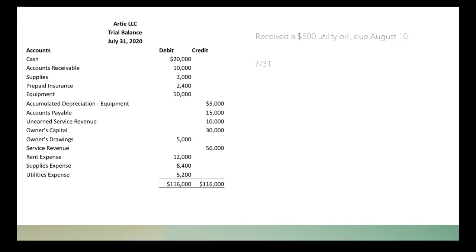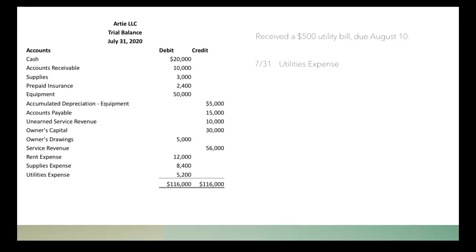Now, we received a $500 utility bill due August 10th. So what we need to do is we need to make sure that we are counting that utility expense in the month that it happened. Right? It doesn't matter that we aren't going to pay that utility bill until next month. We need to count the utility expense this month. And how do we do that? We debit our utilities expense in this adjusting entry, right? We are debiting our expense to record that there were $500 of utilities in July.